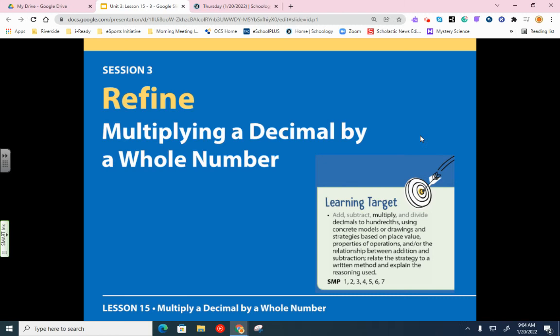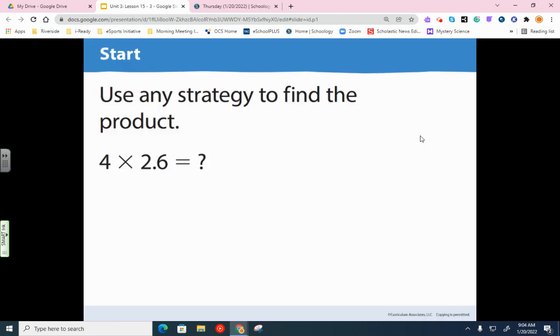All right, so let's go on to the refined session for lesson 15 for multiplying a decimal by a whole number. Now, our next lesson will have two decimals being multiplied, and that has a slightly different change on the rules for doing this. So let's just jump right in with a warm up. For the warm up, it says use any strategy to find the product.